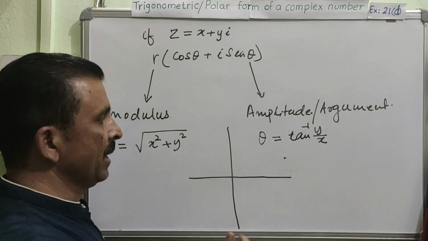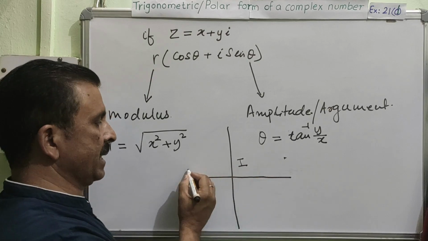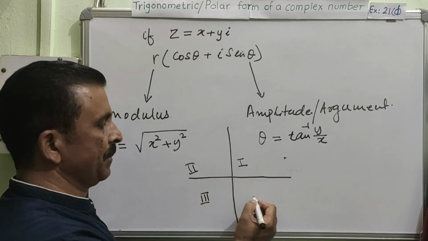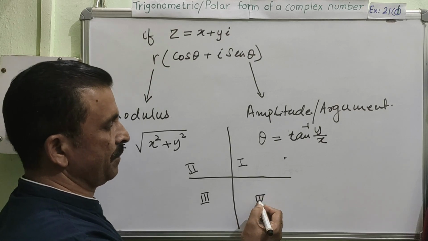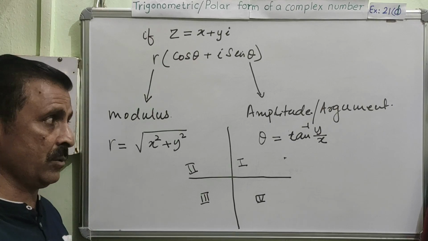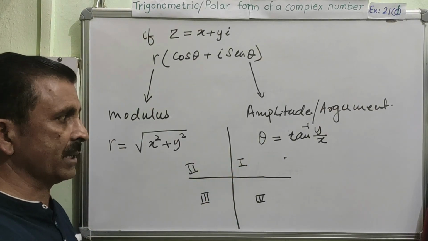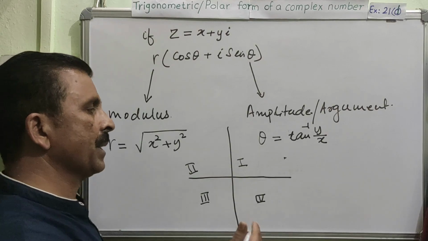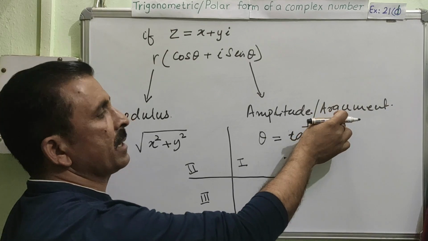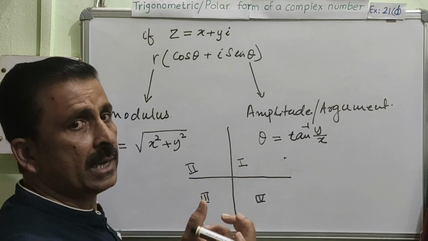Is this very clear? You know that in the coordinate, this is the first quadrant, this is the second quadrant, and this is the third quadrant, this is the fourth quadrant. Clear? Now here we are going to use it for finding the exact value of amplitude or the argument. Is it okay? Now to calculate the amplitude or the argument, first of all we calculate the acute angle.